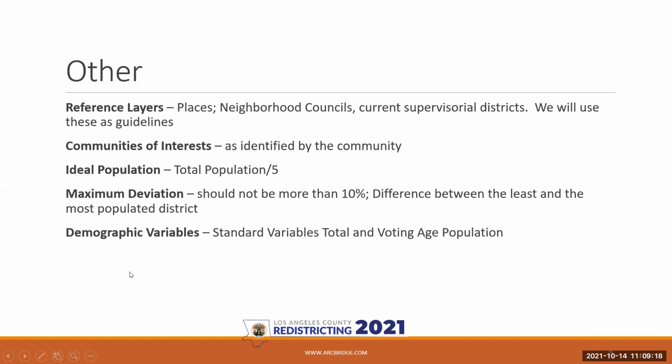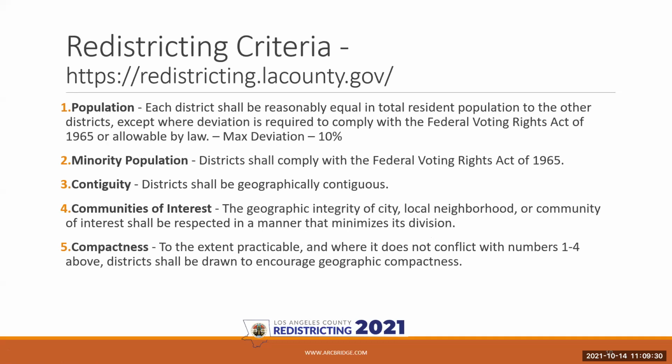We will also talk about the demographic variables. And typically we want to use the standard variables, which include total and voting age population. Then the redistricting criteria, and some of it I talked about before. Each district shall be reasonably equal in total resident population. And the Voting Rights Act of 1965 allows us a 10% maximum deviation.